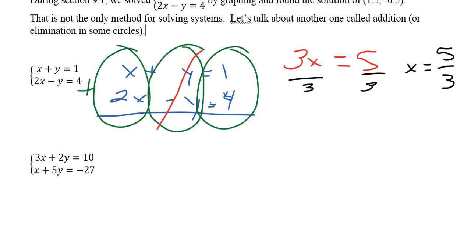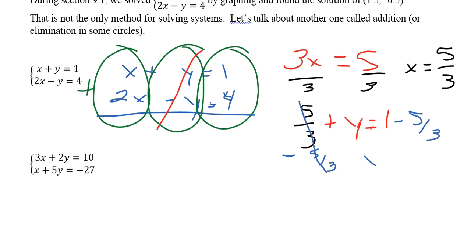To find the y now, I'm going to take that x and I can choose to plug it either into the top equation or the bottom equation. It truly does not matter. So I'm going to go ahead and just stick it into the top one. So I have 5/3 plus y equals 1. And my job is to solve for y. So if I want to get y by itself, I have to move the 5/3. Since it's a positive, I'm going to subtract the 5/3 from both sides. So I end up with y equals 1 minus 5/3 is negative 2/3.